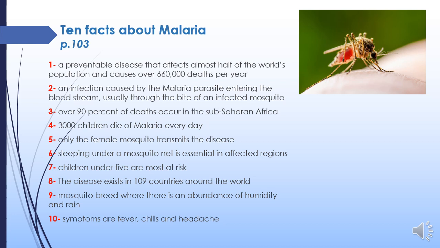8. The disease exists in 109 countries around the world. 9. Mosquitoes breed where there is an abundance of humidity and rain. 10. Symptoms are fever, chills, and headache.